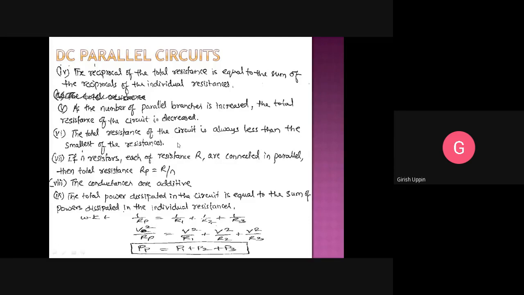The total resistance of the circuit is always less than the smallest of the resistances. If we have three resistances in parallel, 2 ohm, 5 ohm and 5 ohm, without calculating anything you can easily understand the effective resistance would be less than 2 ohm. That is the least value, the smallest resistance connected in parallel.